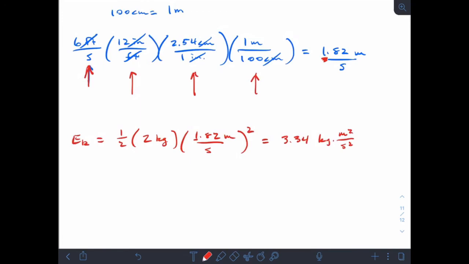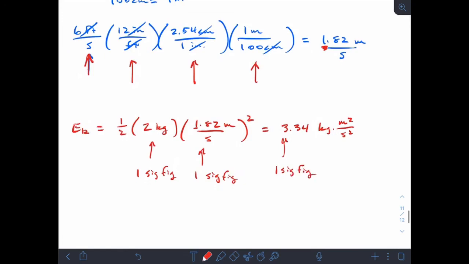And since we're dealing with 1 sig fig in this part and 1 sig fig in this part, then we should have 1 sig fig here as well. So my final answer should be reported as 3 joules. Right? Because remember, this part right here is a joule.